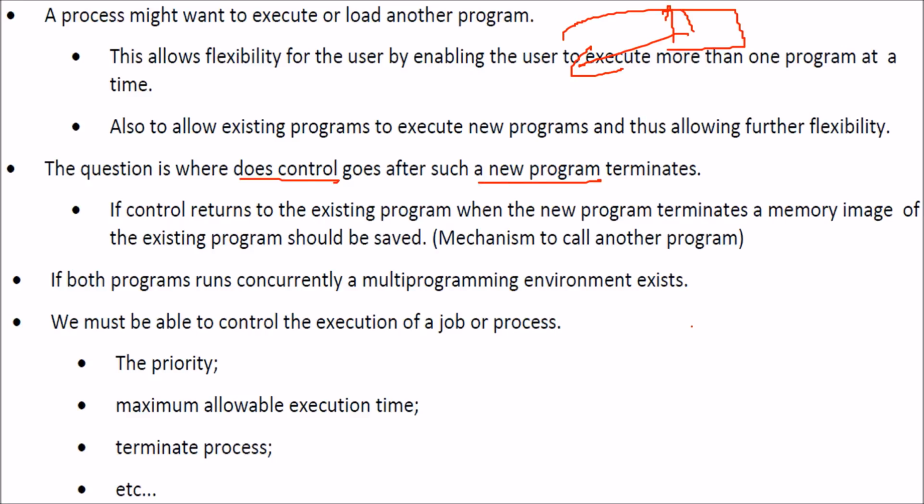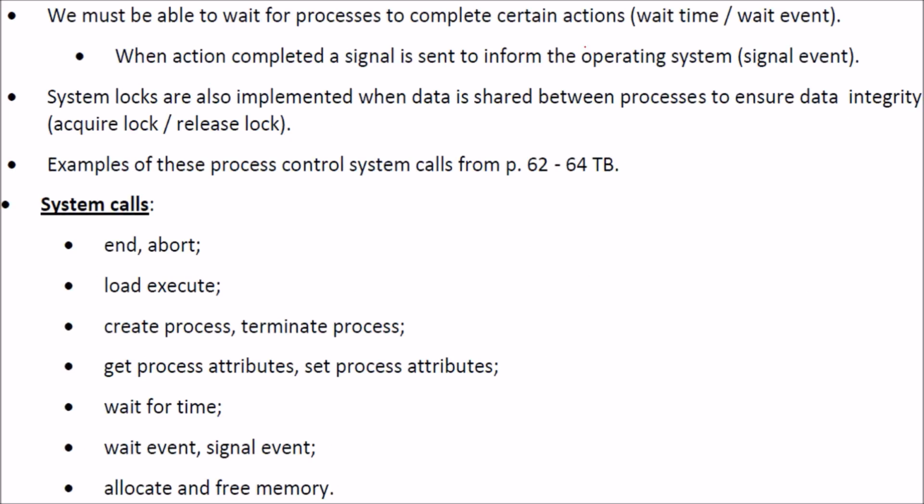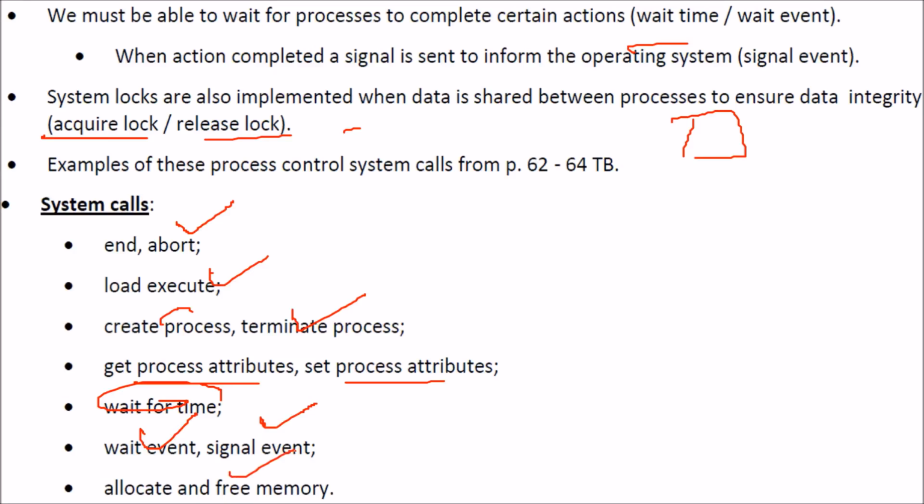We have programs which may run concurrently also. When programs are running concurrently, then whom to give the priority, the maximum allowable execution time, and the termination process, all this has to be seen. Then if a process is waiting, we ought to have a wait event and a signal event also. And if some critical section is there, then acquiring a lock and releasing a lock has to be there. So the system calls in this case are end, abort, load, execute, create process, terminate process, get process attributes, set process attributes, wait for time, wait event, signal event, and allocation and freeing of memory.